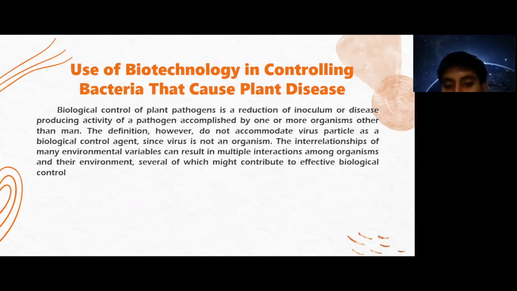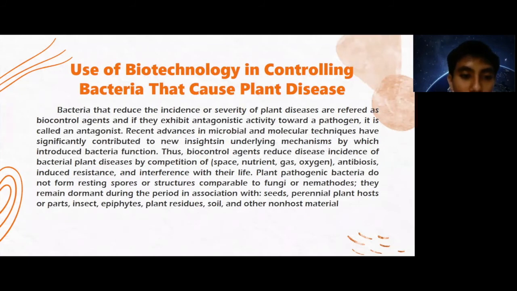The interrelationship of many environmental variables can result in multiple interactions among organisms and their environment, several of which might contribute to effective biological control. Bacteria that reduce the incidence or severity of plant diseases are referred to as biological agents, and if they exhibit antagonistic activity toward a pathogen, it is called an antagonist.